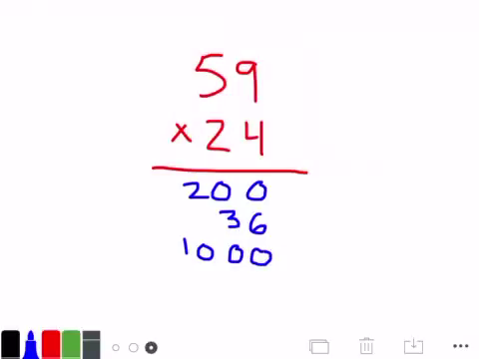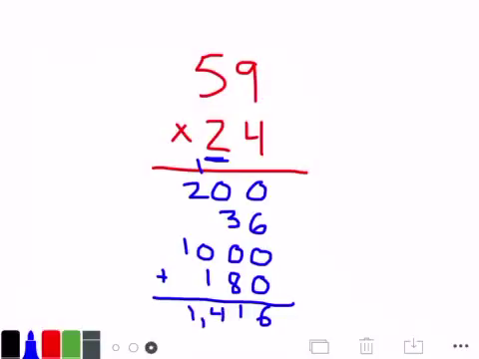And 20 times 9, I almost made a common mistake there. I need to remember that 2 is not worth 2, it's worth 20. 20 times 9 is 180. Add up my partial products. Let's see what I get. 6, 11, 1 plus 2 is 3, plus 1, 4, 1,416.